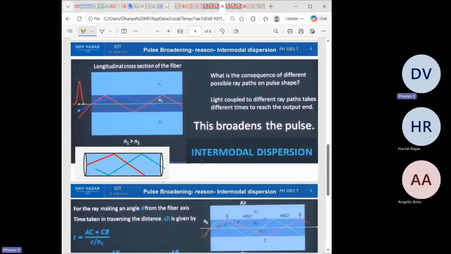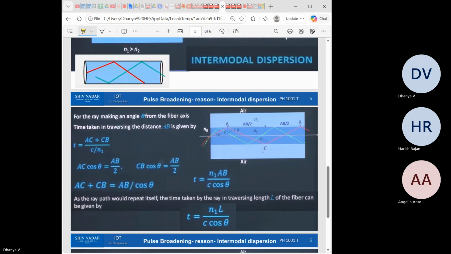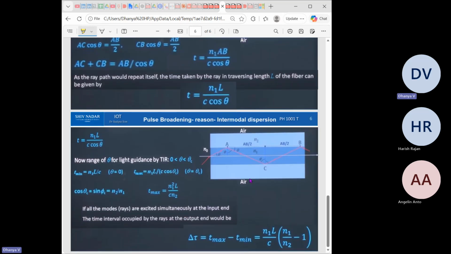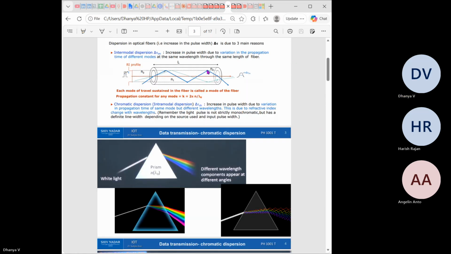So this is just intermodal dispersion. All of this I don't think is required. These are just complex formulas. I'm pretty sure that these are not required. So we move on to the next one.